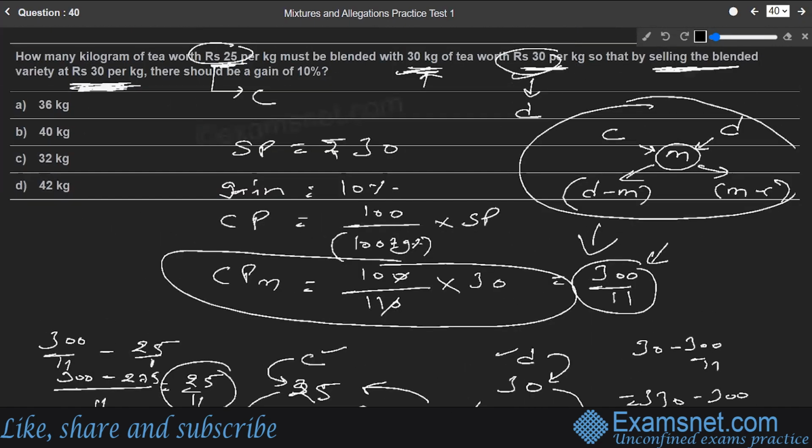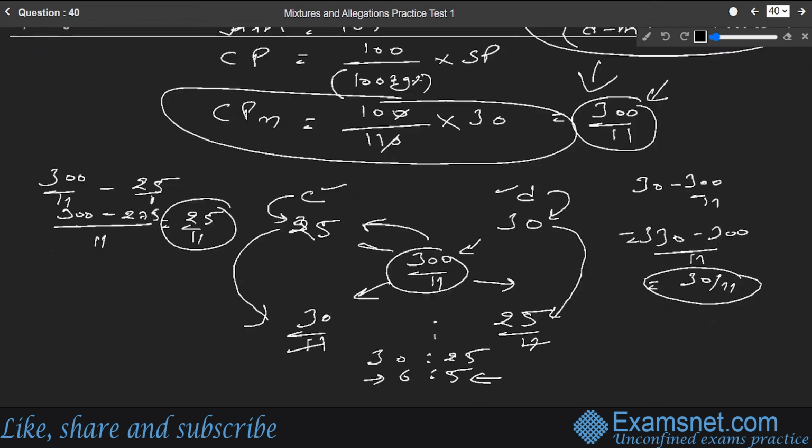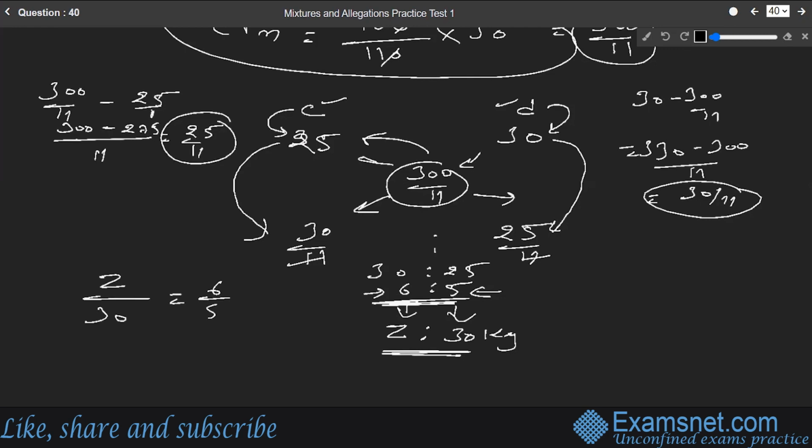Now they have given one thing. The quantity of the dearer, costlier type of tea is already given: to be mixed with 30 kg of tea worth rupees 30 per kg. So the costlier type of tea is 30 kg in weight. Where do we have the costlier type of tea? On the right side. So this 5 part is already given to be 30 kg. So what should the 6 part be? Let us say the 6 part is Z. Whatever is the ratio of Z is to 30, that should be the ratio of 6 is to 5. So Z by 30 is 6 by 5. Here we can cut 30 by 5, that is 6. So the Z part comes out to be 36 kg.